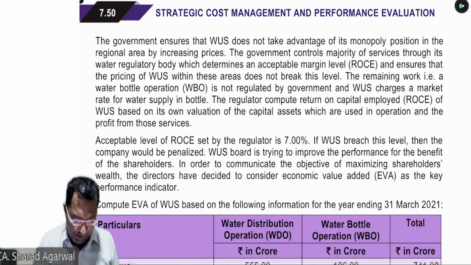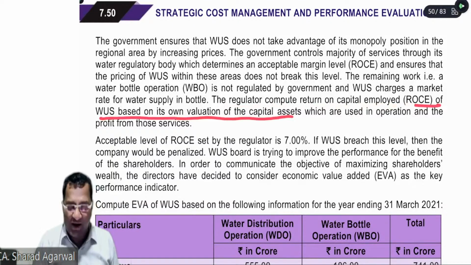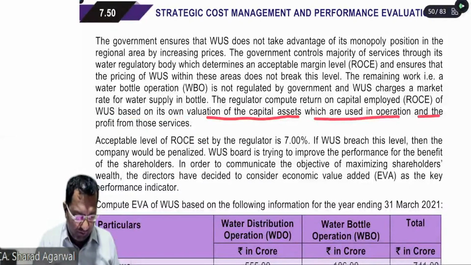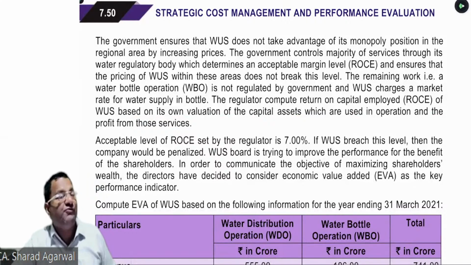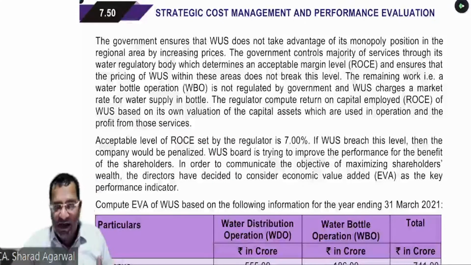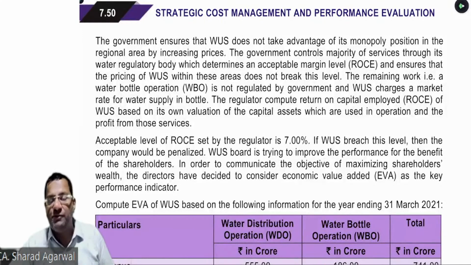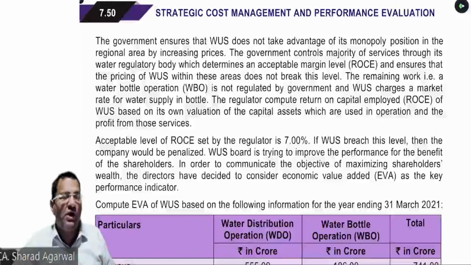Very good, chalega. The regulator computes return on capital employed of the company based on its own valuation of capital assets which are used in operation and the profit from those services. तो जब ROCE निकाला जाएगा किस बिजनेस के लिए बेटा? Again and again I'm repeating here there are two businesses. The first one is water distribution system which is regulated by the government. In that we cannot earn more profit than the acceptable ROCE.